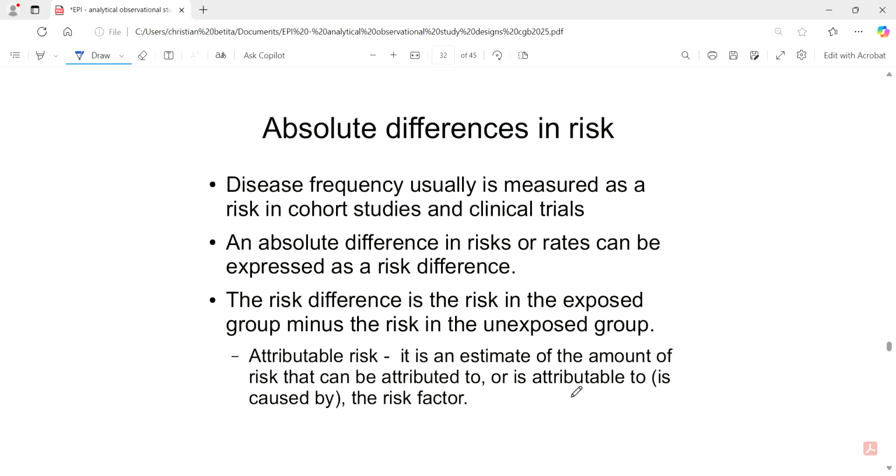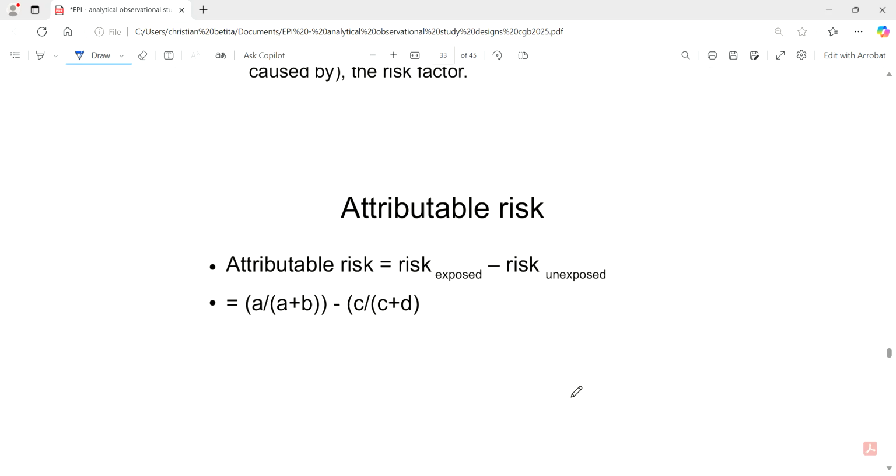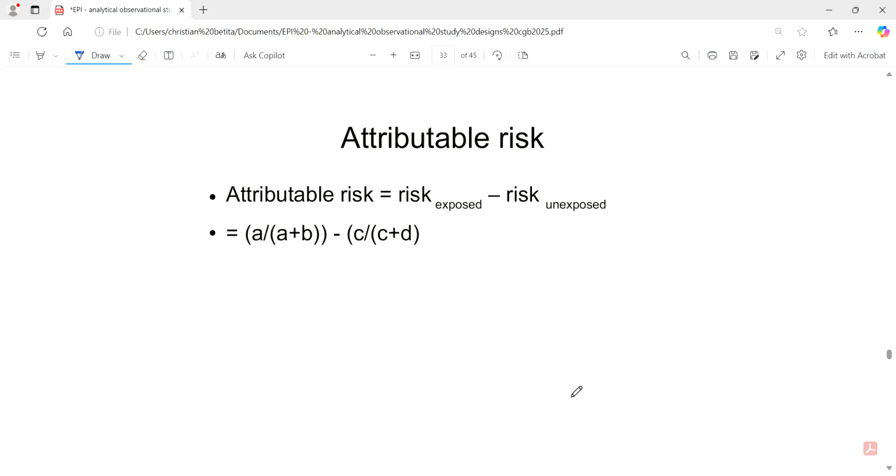Absolute differences in risk. So disease frequency usually is measured as a risk in cohort studies and clinical trials. An absolute difference in risk or rates can be expressed as a risk difference. The risk difference is the risk in the exposed group minus the risk in the unexposed group. So attributable risk is an estimate of the amount of risk that is attributable to or caused by the risk factor. So attributable risk is simply the risk exposed minus the risk unexposed, and it's given by this formula.